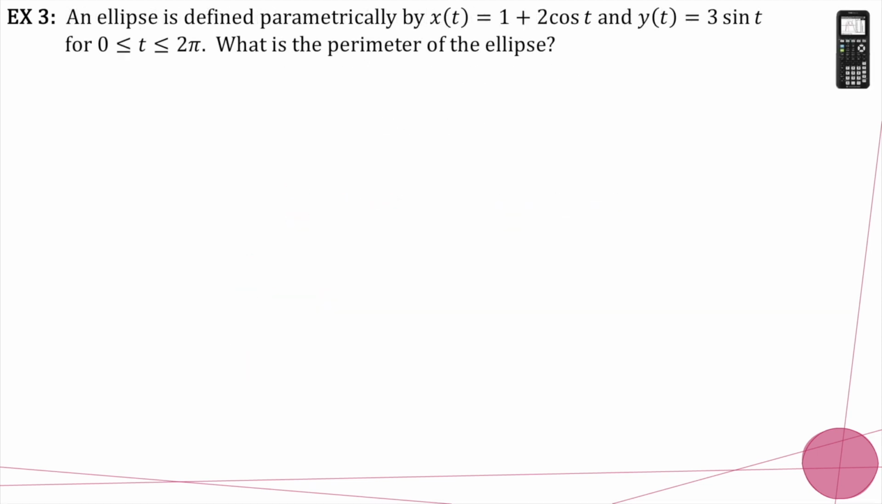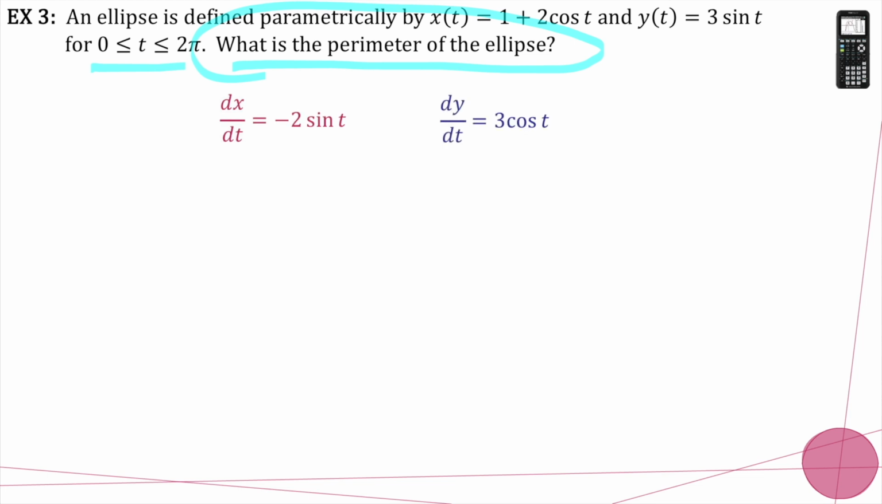Now we have an ellipse defined parametrically by x of t equals 1 plus 2 cosine t, and y of t equals 3 sine t. What is the perimeter of the ellipse? Well, it's going to take us 0 to 2 pi to draw it. And the perimeter of the ellipse, guess what? It's just the arc length.